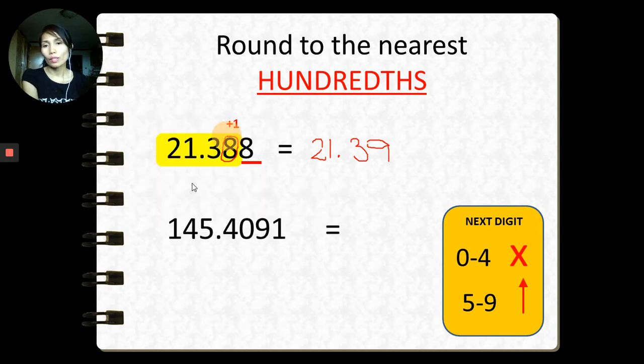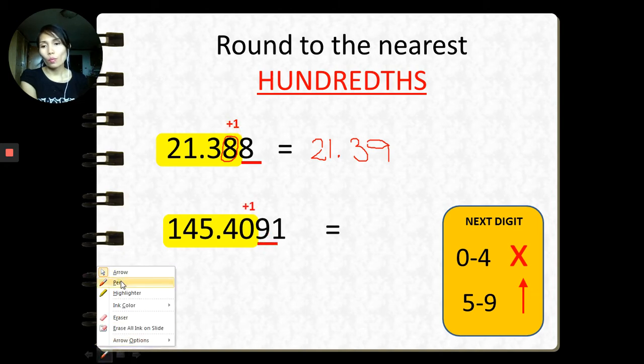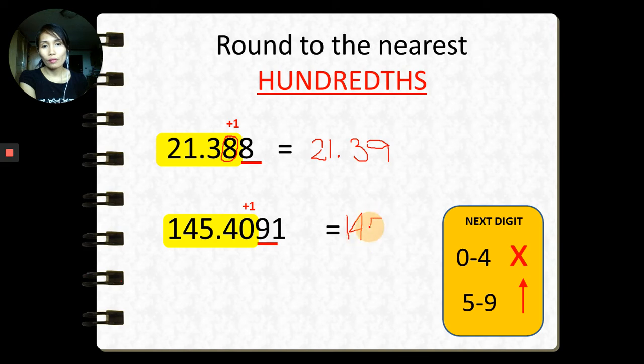Okay, next, we rounded it up. Round to the nearest hundreds. Hundreds is until 0. So are we going to round up or down? Based on the next number, 9, we should round up. So that means we will add 1 to the hundreds place. So that will be 145 as a whole number, point 40, 0 becomes 1. So that's it, hundreds.